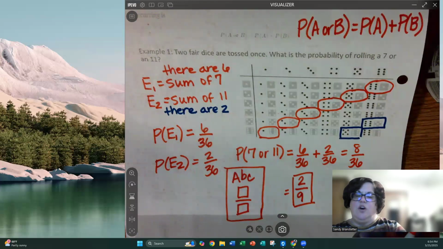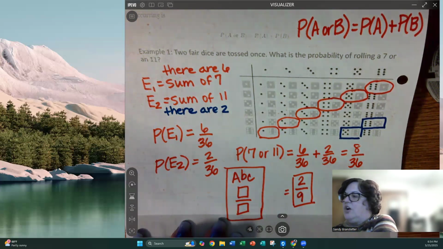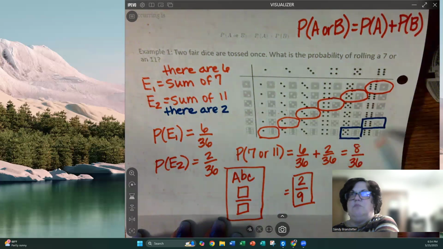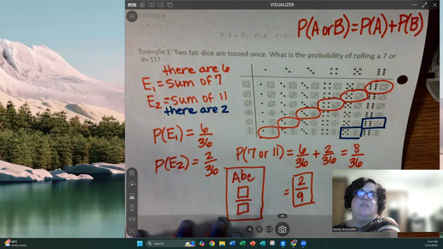We want to make sure that if we are using this formula, there is nothing that they have in common. There are no pairs that add up to 7 and 11. And in this case, that is the case. We've got our 7 sums circled and our 11 sums boxed, and none of them are the same. Mutually exclusive means they have nothing in common.